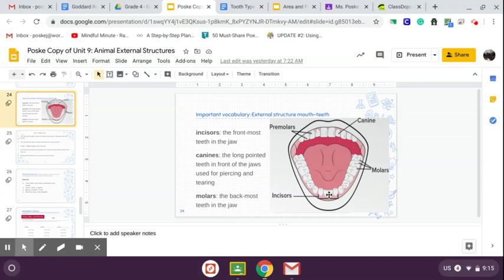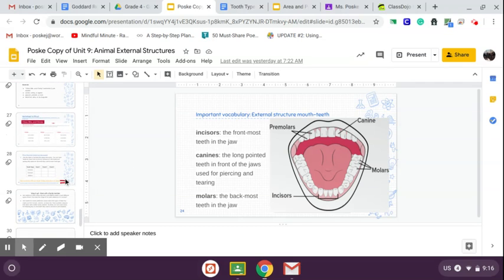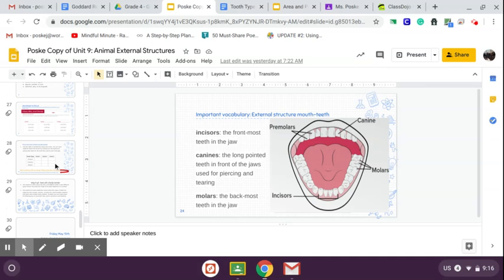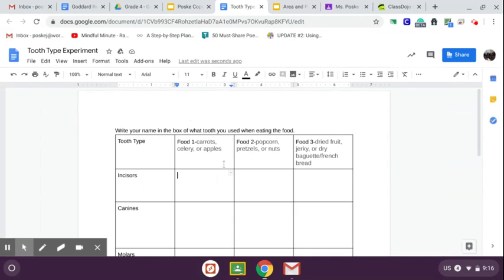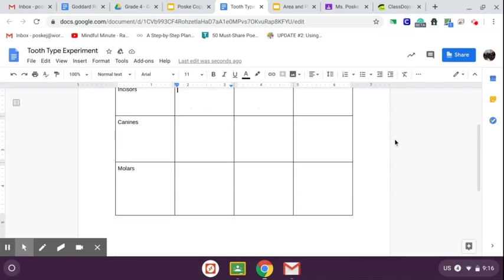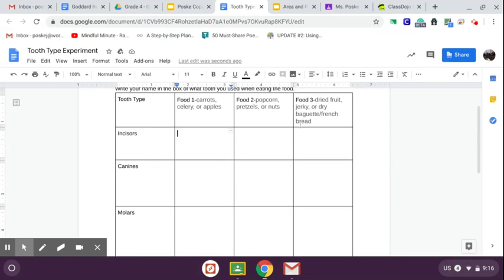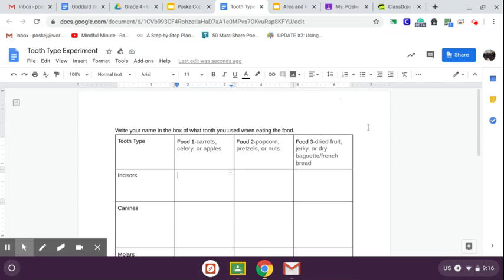So think about these three types of teeth and use your little chart. I'm curious to see. You can either type it into this chart here or you can draw your own chart and do the same. You can draw the same thing on paper and send me a picture.